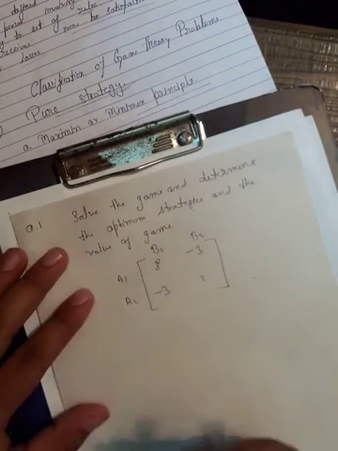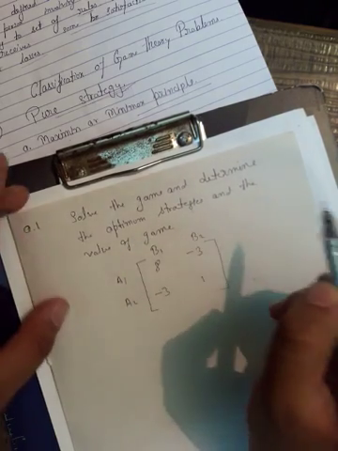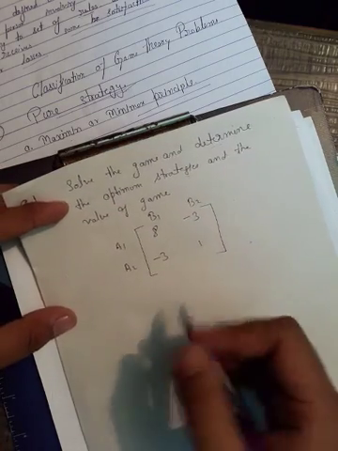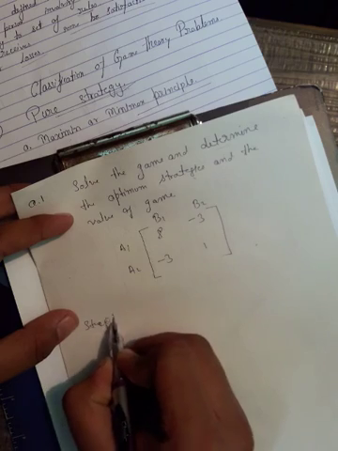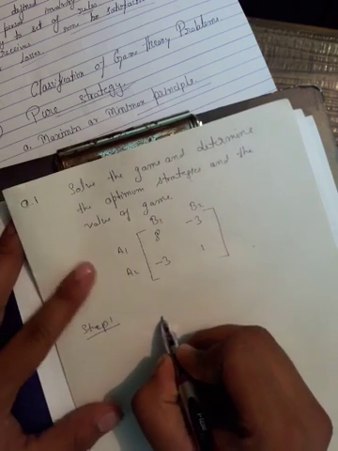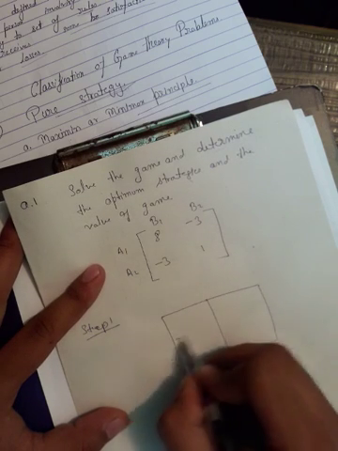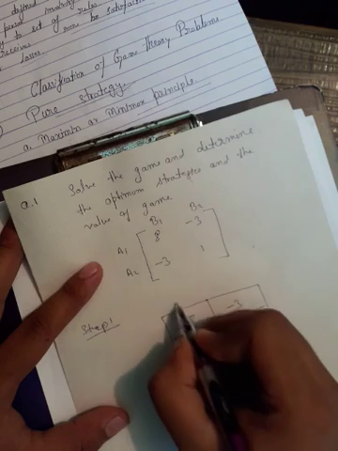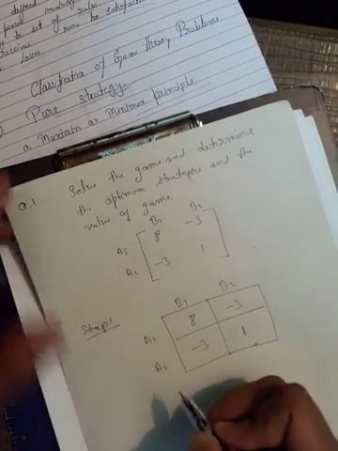The problem given is: solve the game and determine the optimum strategy and the value of the game. Here the given matrix is in a 2 into 2 form. So step 1 will be finding the saddle point. Let's find the saddle point. Write the matrix as it is given: 8, minus 3, minus 3, 1, with b1, b2 and a1, a2.